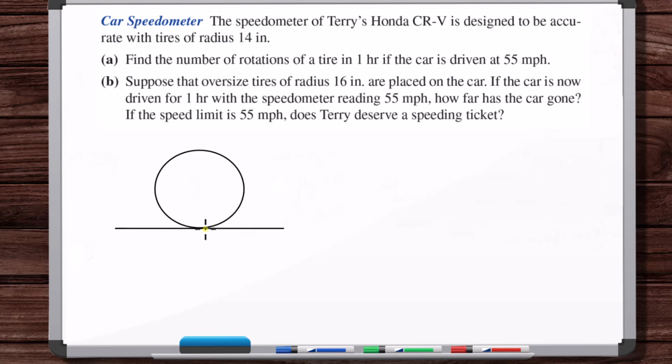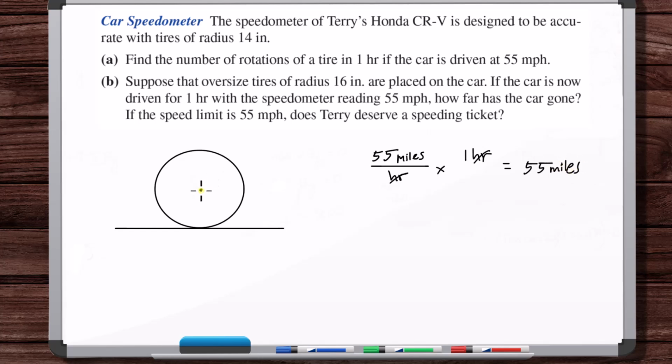Well, you can think about what's consistently touching the ground is the circumference of the tire. As the car drives, imagine the tire is laying down its circumference. So what we want to think about is how much of the circumference of the tire was laid down if it drove at 55 miles per hour for 1 hour. So 55 miles per hour for 1 hour, that's 55 miles.